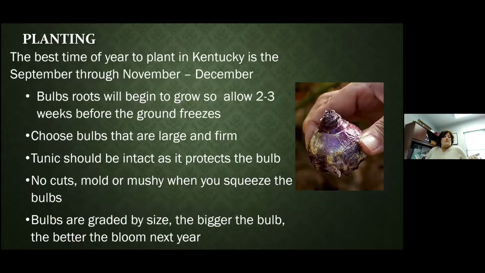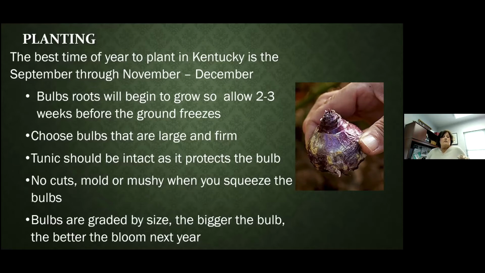The best time of the year in Kentucky is September through November and December. It used to be said September through October, but you can actually get away with November and December. I can remember some of the very first bulbs I ever planted were muscari, or grape hyacinths. I planted those in December, and I thought, well, I just wasted money on these bulbs, but I went outside and stuck them in the ground. I can't even say that the ground wasn't partially frozen, but they came up the next spring, and that's when I fell in love with bulbs.